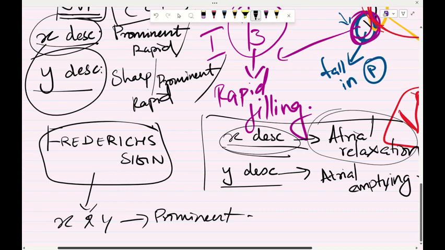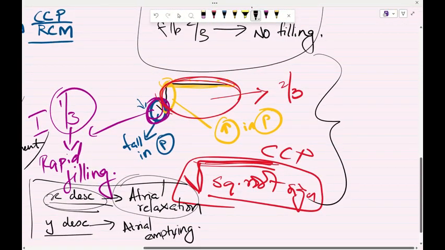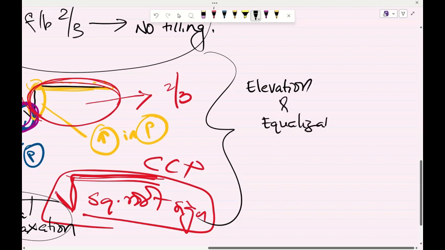So what is happening? In the first one third there is normal filling. Normal filling is rapid filling into the ventricle. So all the blood is tried to be pushed in the first one third itself, like this square root graph. All the blood is pushed during the first one third. So there is elevation and equalization of diastolic pressure.